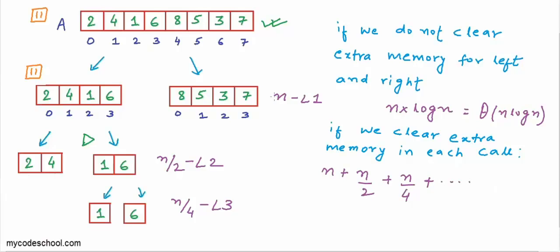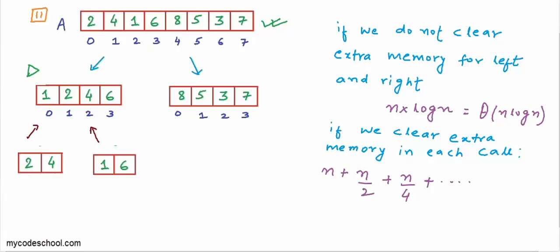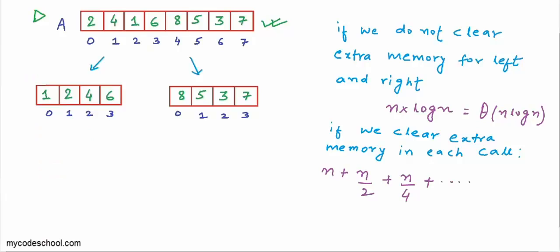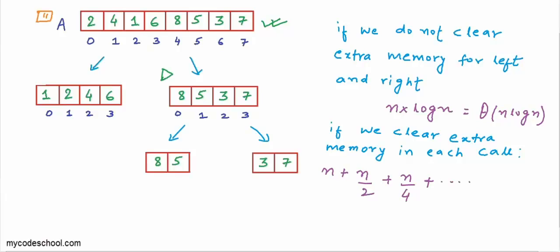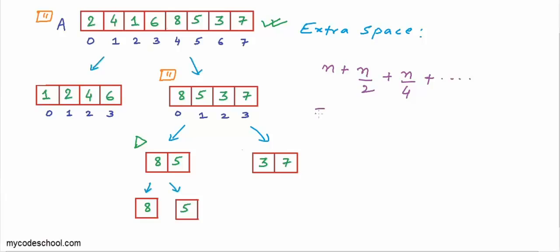For this example, once we are done merging this sublist 1, 2, 4, 6, we will clear the sublists created for it, and then we will go to the other side. So at any time at a level, we will use half the space that we would be using at the parent level. Let us now try to solve this geometric progression. We can write this as n into 1 plus 1 by 2 plus 1 by 4 plus, and in all we will have log n terms in this geometric progression.